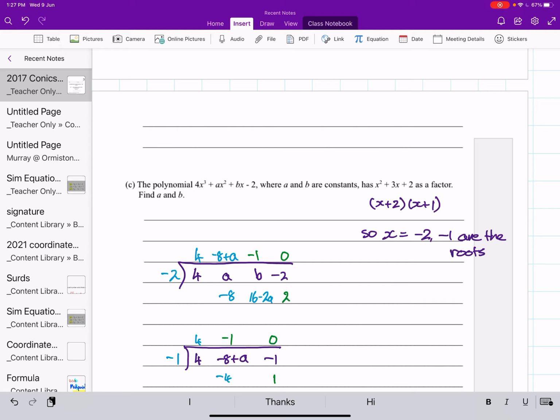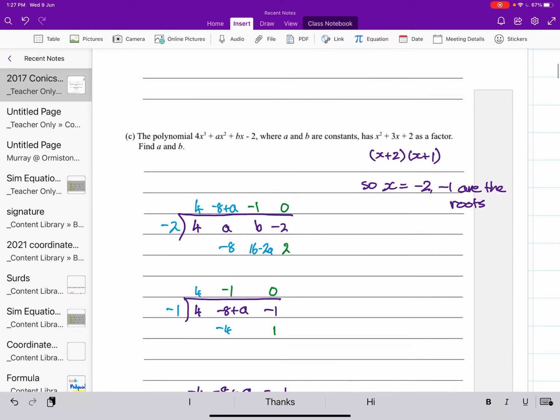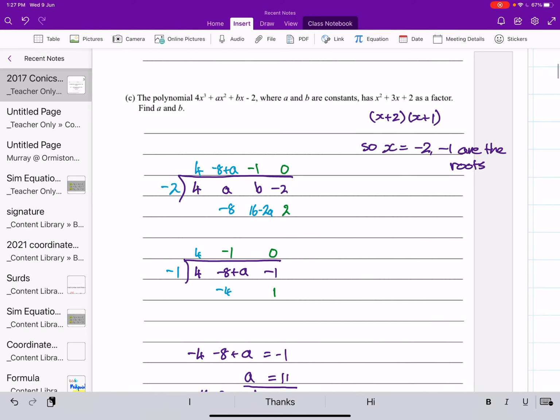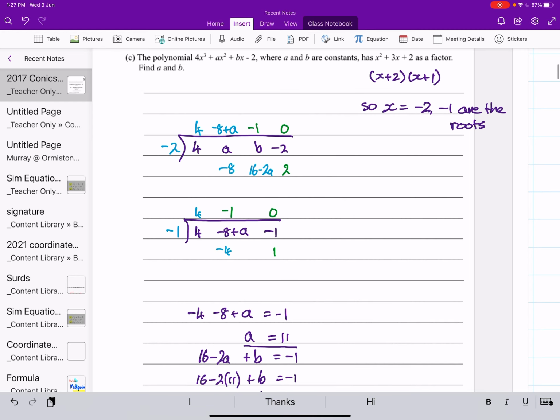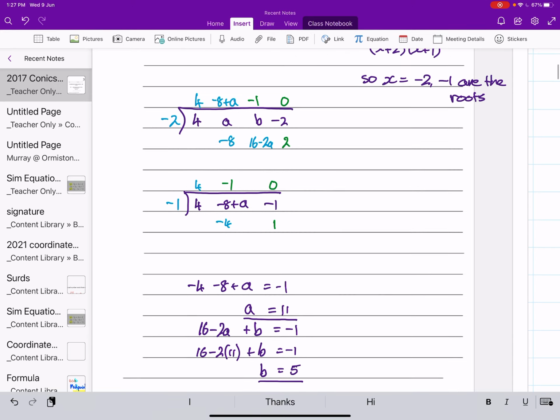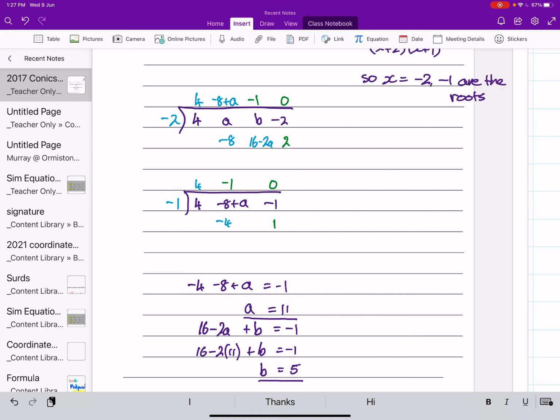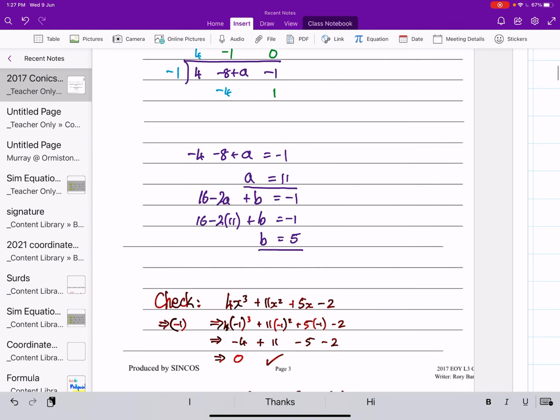The upward centre one is negative 4 minus 8 plus a equals negative 1, so a equals 11. And if a equals 11, you take the third column in the top synthetic division, 16 minus 2a plus b equals negative 1, and you solve by substituting in a is 11, and you find that b is 5. So therefore you've found a and b.